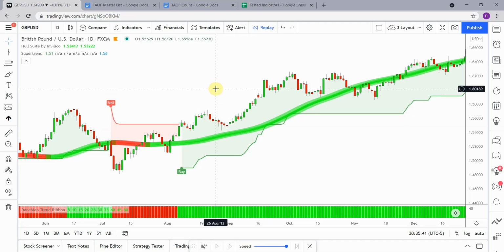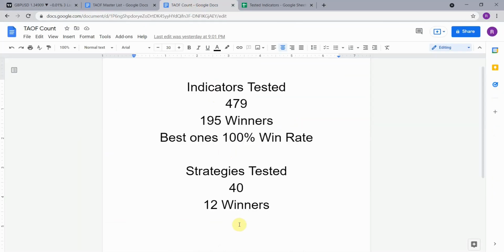Alright, as I said, today we will be looking at a daily trading strategy. Before we do though, I wanted to put the testing scoreboard up for everyone to see. So to date, we have tested a total of 40 different strategies. This one will be the 41st, with 12 of them being winners. We've also tested a total of 479 indicators, with 195 of them being winners. The best ones so far were able to achieve a 100% win rate.